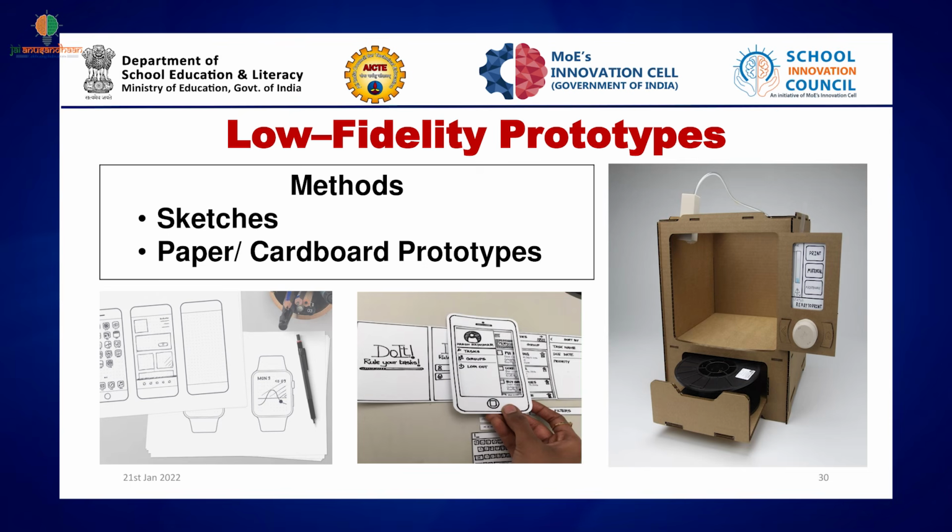So as you can see in the images, if you want to create an application for a smartphone, you can create different screens on paper, and the outline of the phone is movable just to indicate what the different screens are, what the sequence is, what the workflow is. This is a working prototype, but a low fidelity one. Similarly, the cardboard model image which you see on the right is a model of a 3D printer made out of cardboard. So you can explore these methods in the initial stage of your prototyping.